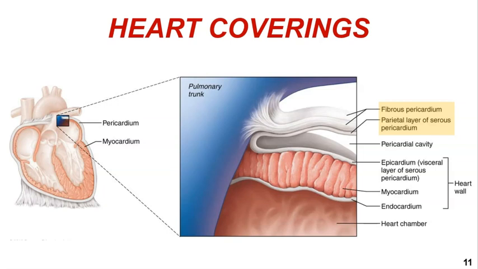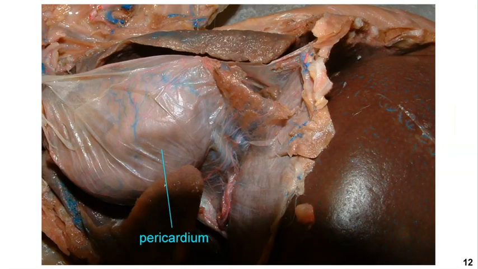This folding of the pericardium creates a fluid-filled space. The pericardial cavity that is created by the parietal and visceral layers of the serous pericardium is filled with a fluid called serous fluid and functions to reduce friction of the heart as the heart beats. So here we see the pericardial sac, or the pericardium, in a dissected fetal pig.